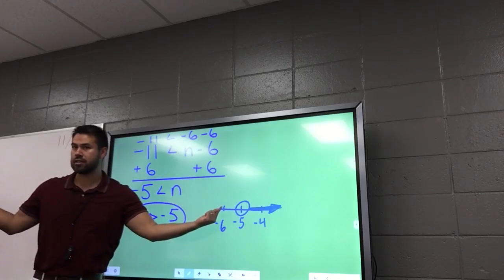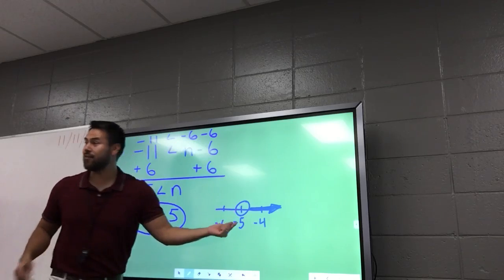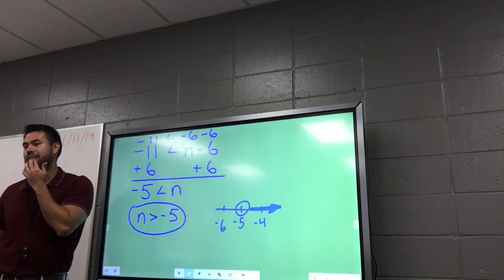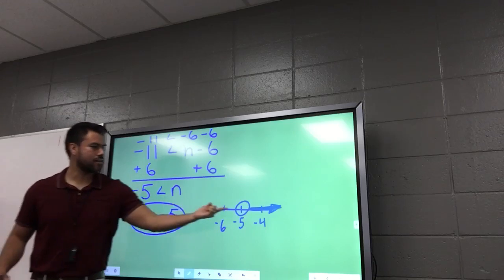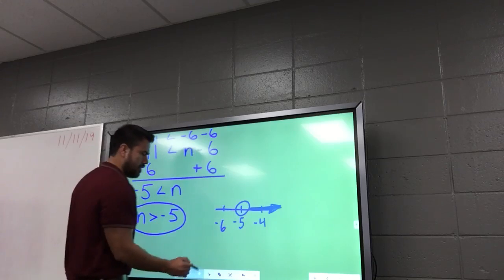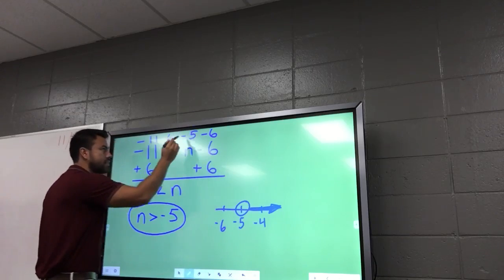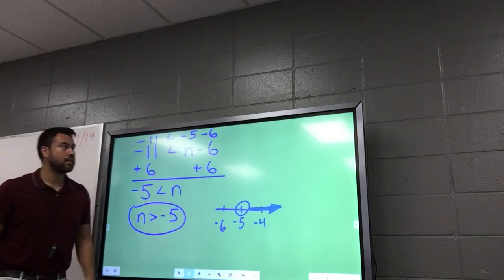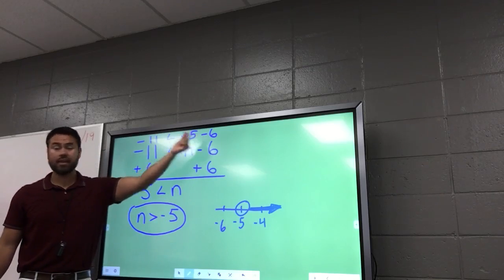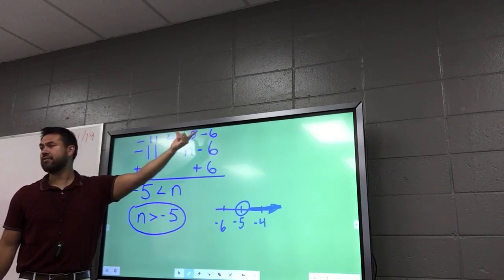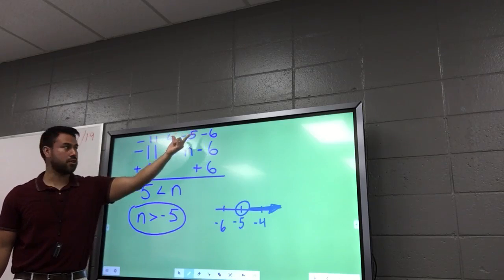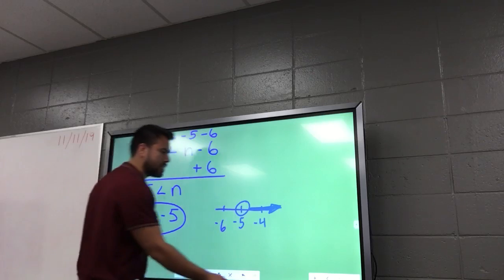All these can be checked. Is negative 5 a solution? No. How do you know that? Because it's not equal to. What's negative 5 minus 6? Negative 11. Is negative 11 less than negative 11? No. They're equal, but one's not less than the other.